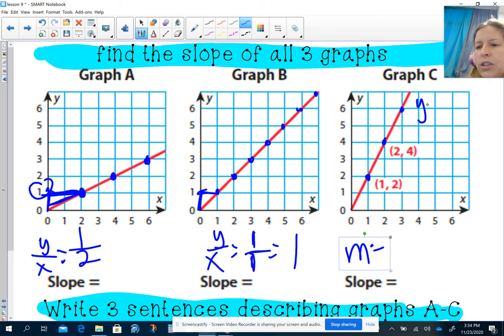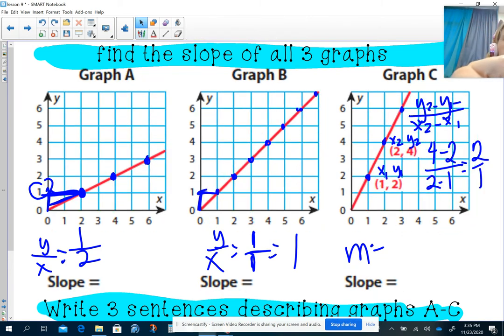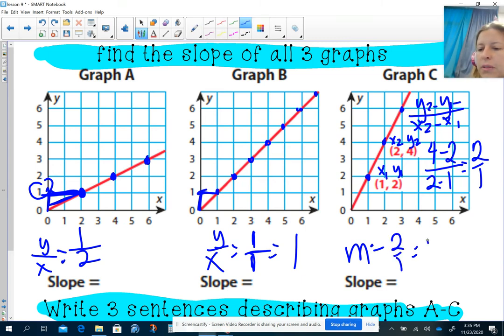So y2 minus y1 over x2 minus x1. So here's my x2, y2. Here's my x1, y1. So if I did x2, that would be 4, minus y1 would be 2, over x2 would be 2, x1 would be 1. I'm left with 2 over 1. Now let's simplify 2 over 1. 2 over 1 is going to simplify to 2. Good job, 2.